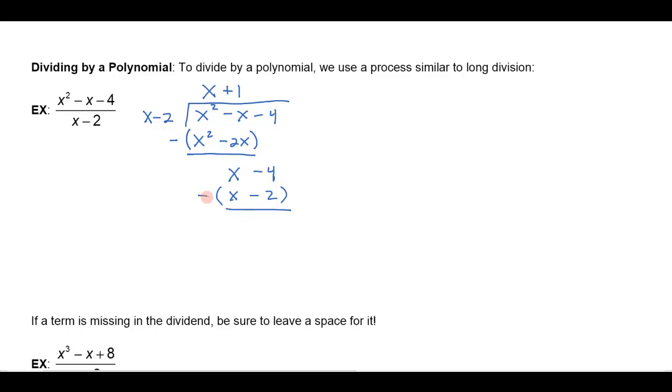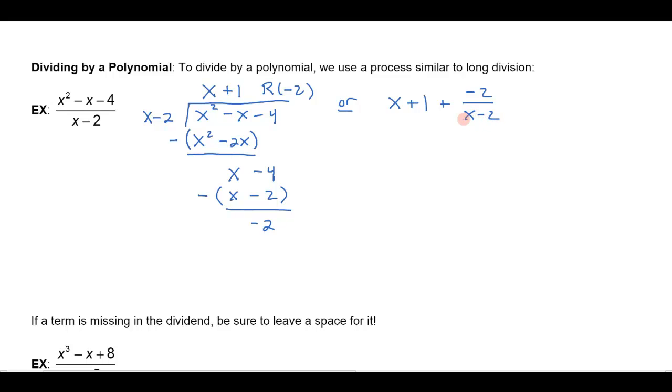And negative 4 minus a negative 2, that's going to be the same as adding 2 to negative 4, so that makes minus 2. So I can write my answer here as either remainder negative 2, or, more commonly, I will write it as your quotient plus your remainder over your divisor.